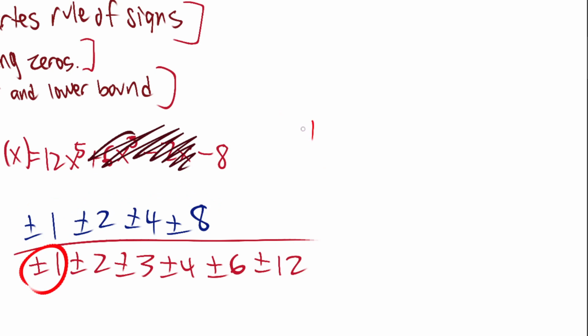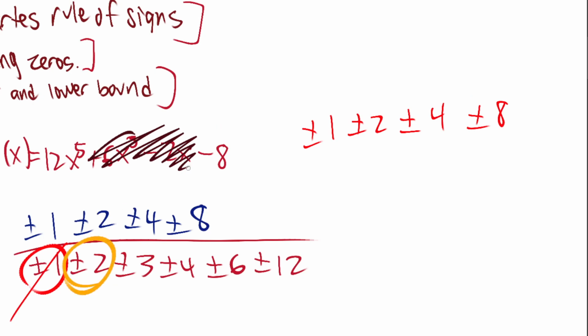So 1 divided by 1 is 1, plus or minus 1, and all of these will be plus or minus. 2 divided by 1 is plus or minus 2. 4 divided by 1 is plus or minus 4. And 8 divided by 1 is plus or minus 8. Next, so those are those, and I'm going to cross this out because it's not needed anymore.